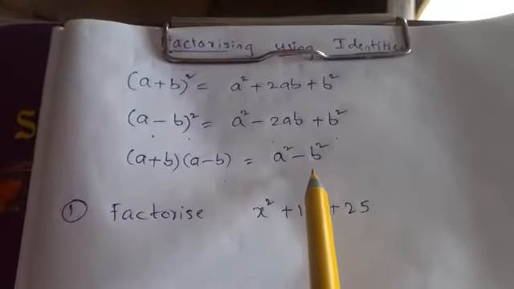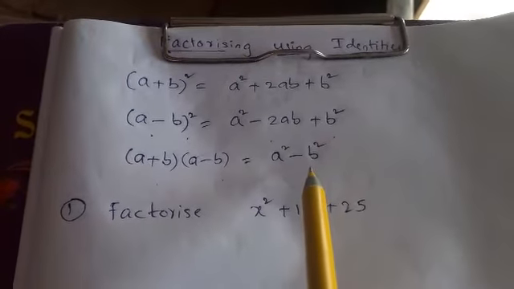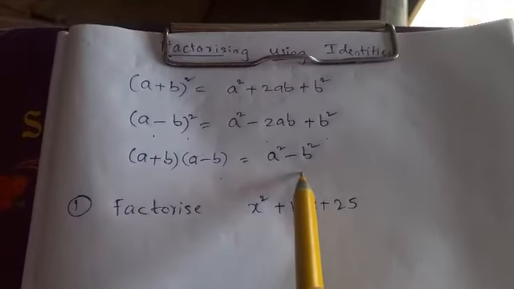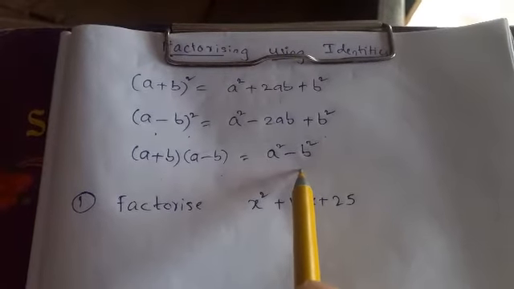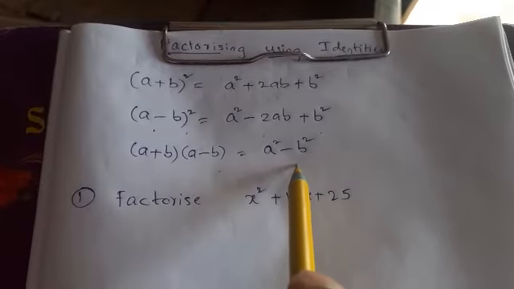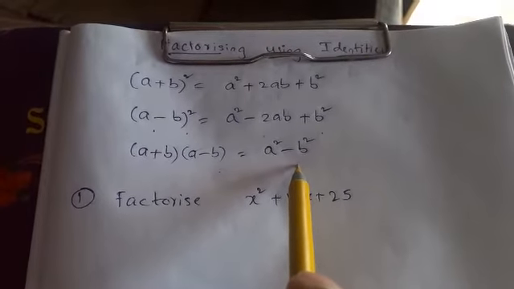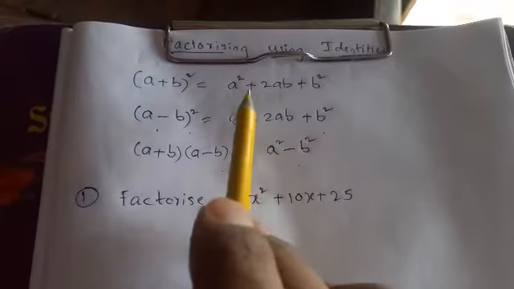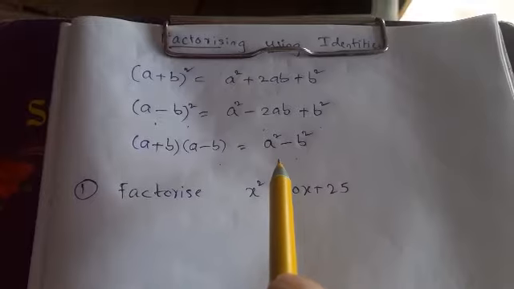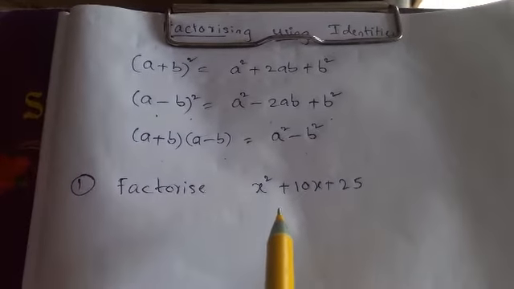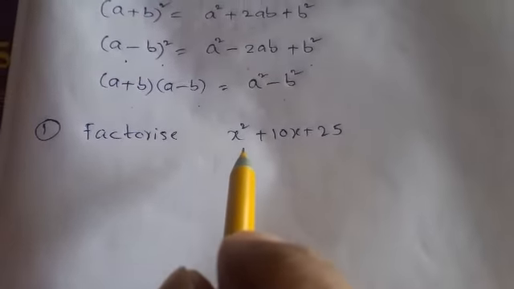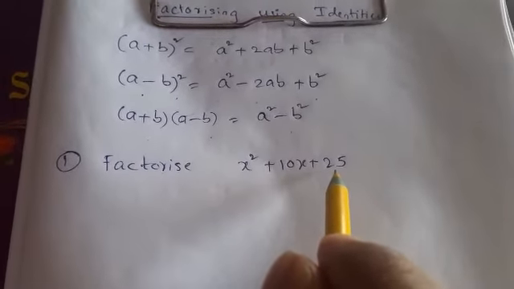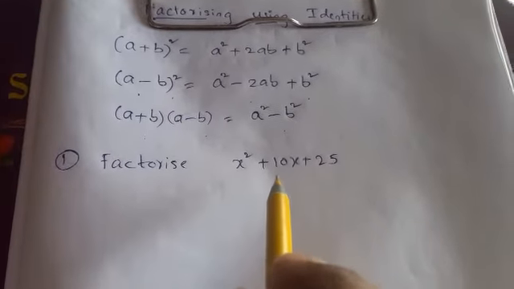In the earlier methods, we discussed factorizing by the method of common factors, and we discussed the method of grouping. And now let us see factorizing using identities. Using these three identities, let us see how to factorize a given algebraic expression. Let us take one algebraic expression: x square plus 10x plus 25. Let us see how to factorize this.